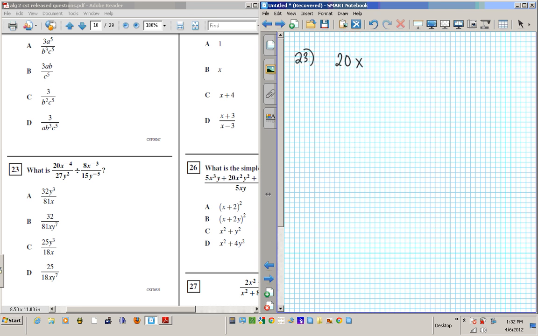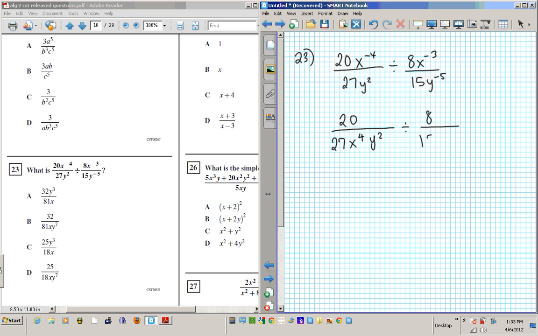20x to the negative 4 over 27y squared divided by 8x to the negative 3 over 15y to the negative 5. Okay, so now this x has a negative exponent. It's ill, so it needs to go downstairs, right? So we're going to have 20 on top divided by 27. Now the x comes down and it becomes positive. It's no more ill because it's switched. It was reciprocated, and then y squared divided by this x to the negative 3 is ill also, so I need that minus to switch it to the bottom.